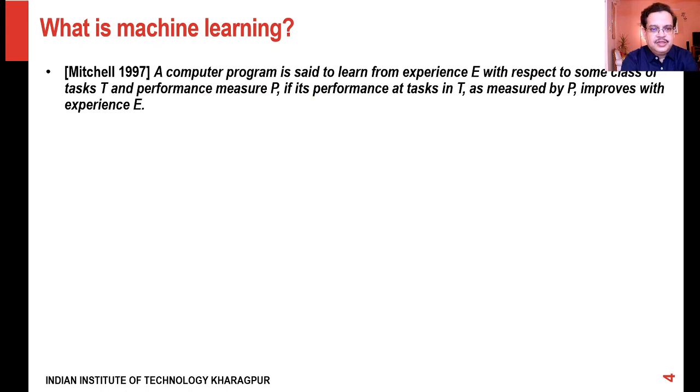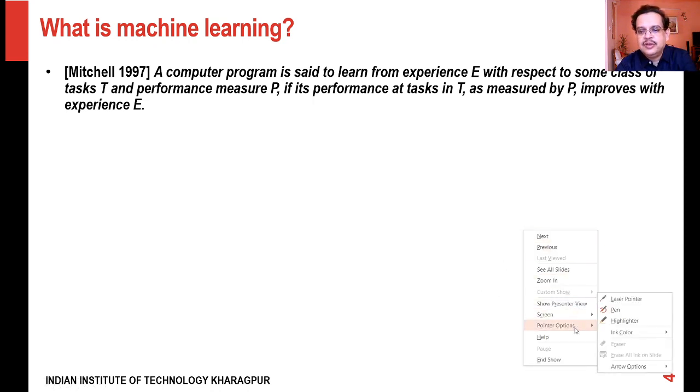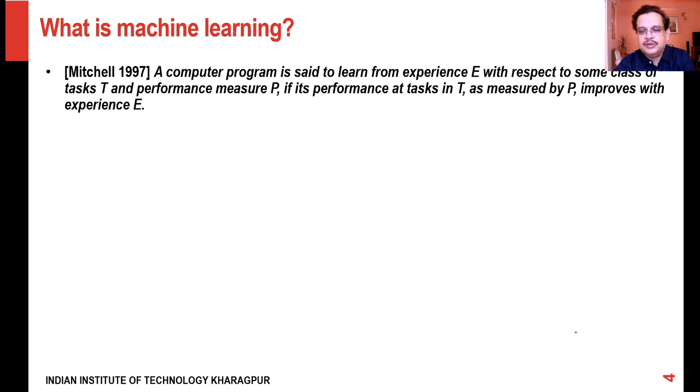In Mitchell's iconic book in 1997, he referred to machine learning by the following definition. It says a computer program is said to learn from experience E with respect to some class of tasks T and some performance measure P if its performance at tasks in T, as measured by the performance measure P, improves with experience. As you can see here, there are a few important terms which we need to understand and imbibe in our discussion in this chapter.